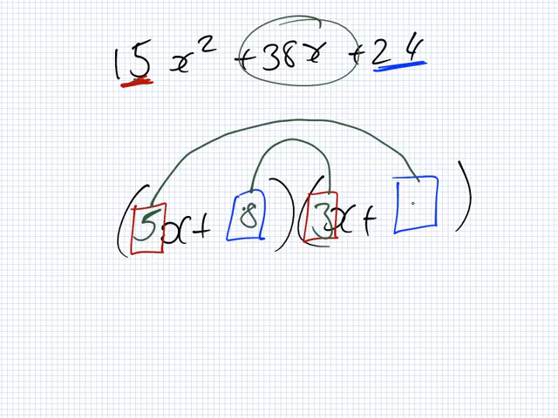Like this maybe? So 8 times 3 is 24. 5 times 3 is 15. Almost, but not quite. I think it's 3x plus 4 and 5x plus 6. 3x plus 4. We think it's 5 and 3. So what will I put here?